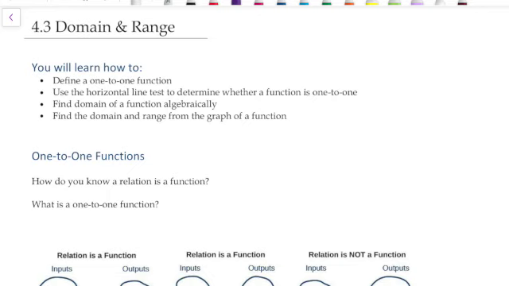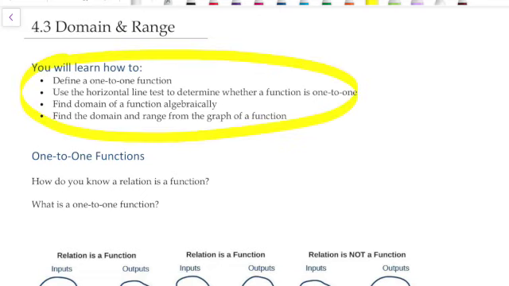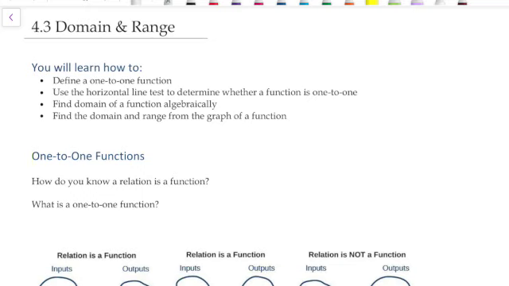So there's a lot of important information in terms of definitions and concepts, as well as lots of examples that I'm going to give you of specific kinds of problems. So if you'd like, again, to know what it is that we're doing, here it is. All right, so we're going to start with talking about one-to-one functions.